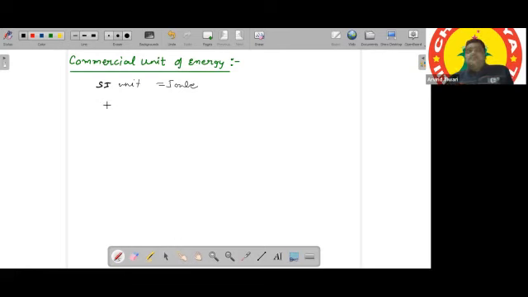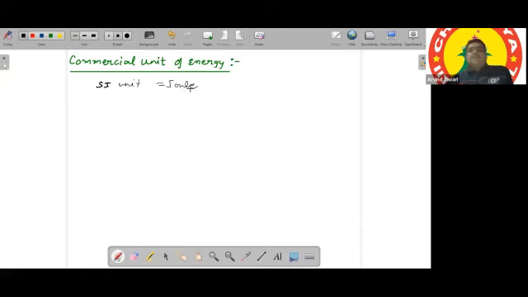Like for length, we have meter as the SI unit, and we prefer using the metric system. But in the construction industry or in the making of machinery, we generally do not utilize SI units. We utilize inches and feet over there. So as per our suitability, we have designed certain units.